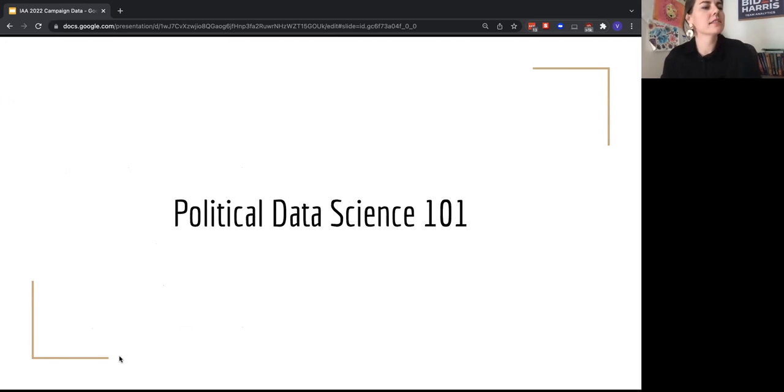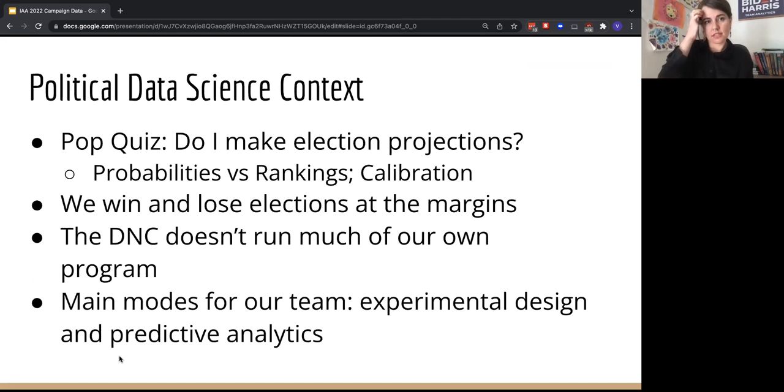Okay, next stop is how we actually start to integrate data science. This is probably more accurately analytics, but through a data science heavy lens into some of these things. So a little bit more context. Pop quiz, do I make election projections? Kind of, but really that is not the focus of my work. The focus of my work is targeting. I'm very focused on supporting campaigns and being effective and efficient, not predicting outcomes.